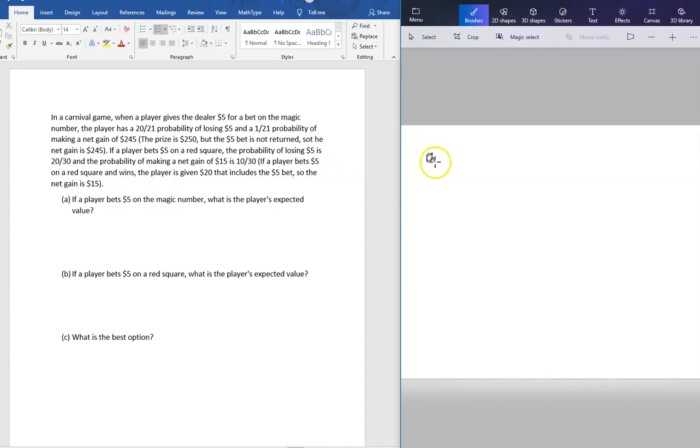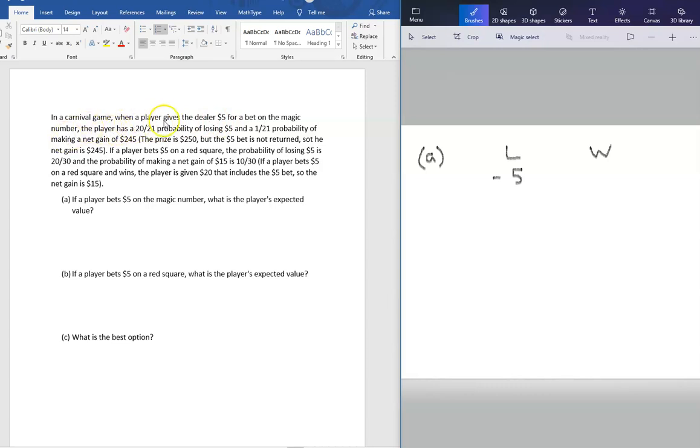In part A, we are going to only want to focus on the magic number part. And here would be my suggestion. You can tell if you read it carefully that the player is paying $5 to play. It says gives the dealer $5 for a bet. So what I want you to do is just realize the player is either going to lose or win. And if the player loses the bet, then they just lose $5 because they paid $5 to play. So I'm just getting that from this first sentence.